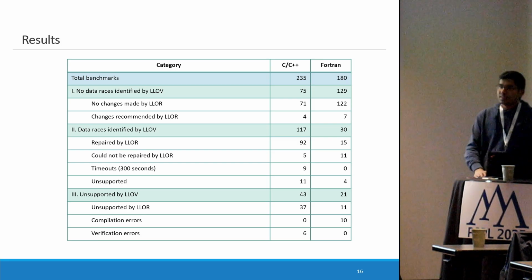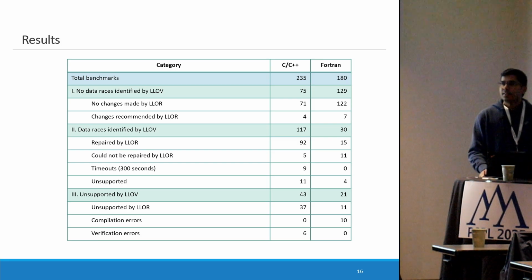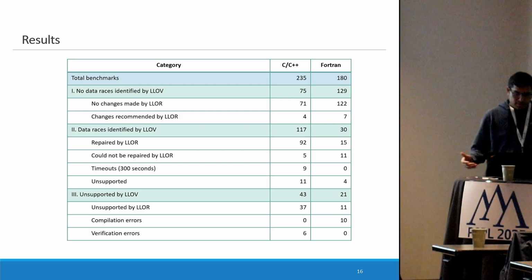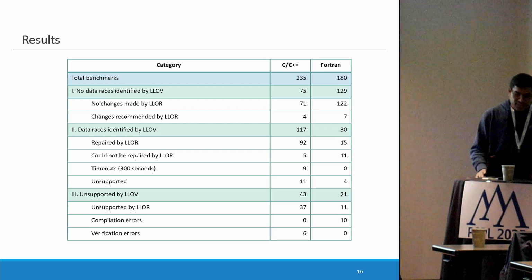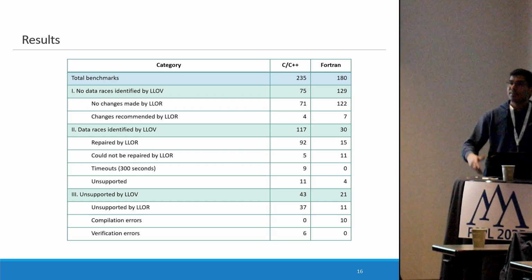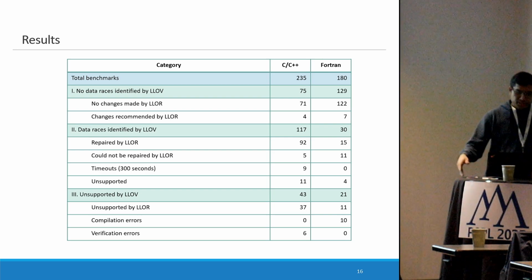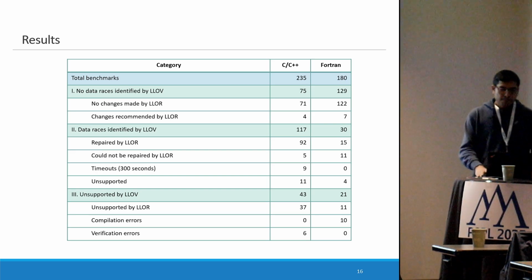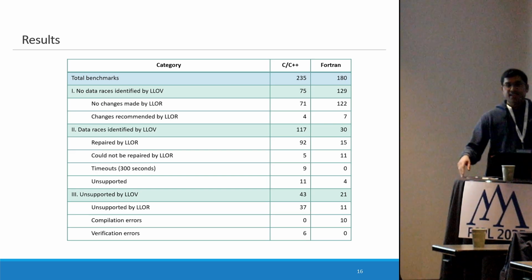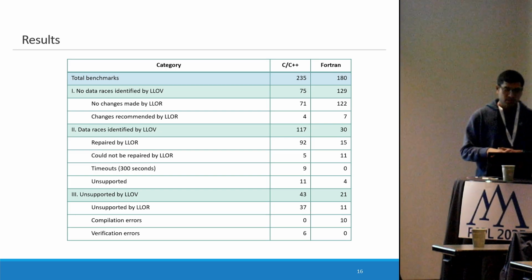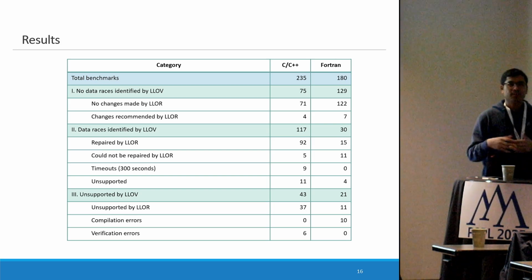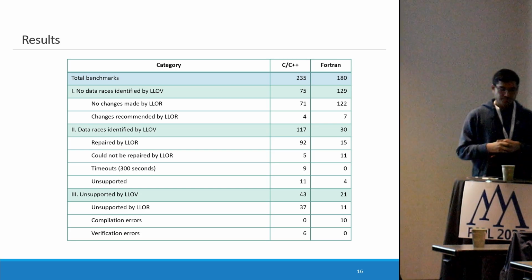The next category is where we actually have data races. These are the ones that we care about. Out of 117 C++ programs where we have a data race and the verifier reported a data race, we could fix 92 of them correctly. And out of the 30 Fortran kernels, we could fix 15 of them with the strategy of inserting a barrier and putting the order clause.